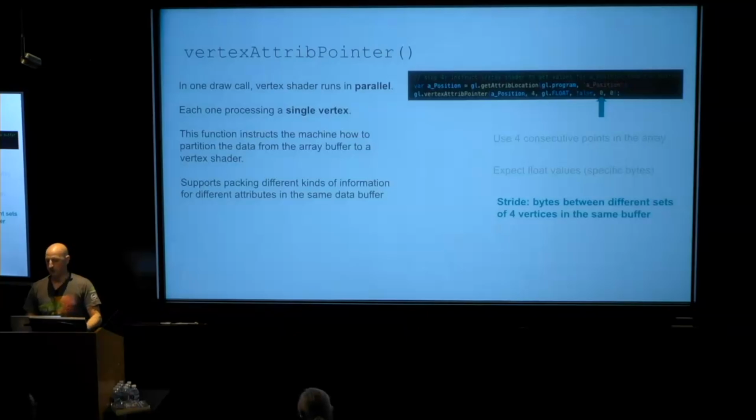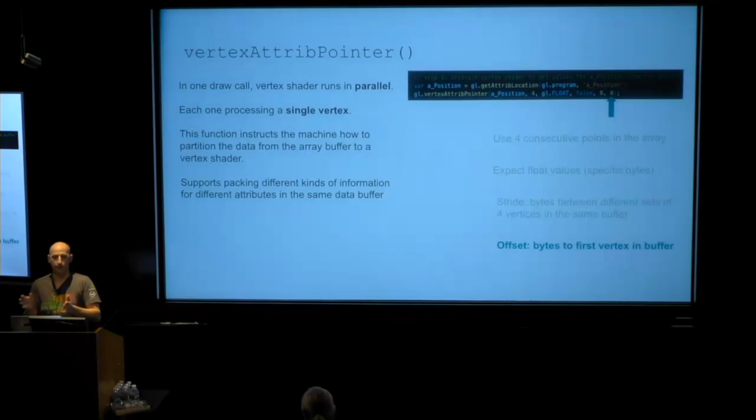And then these two are stride, which is a way of saying what's the distance in memory space between each element, because there's a technique called interleaving where you could put other information in the same array that's not meant for this attribute. And then this is saying where in an array do I want to start.